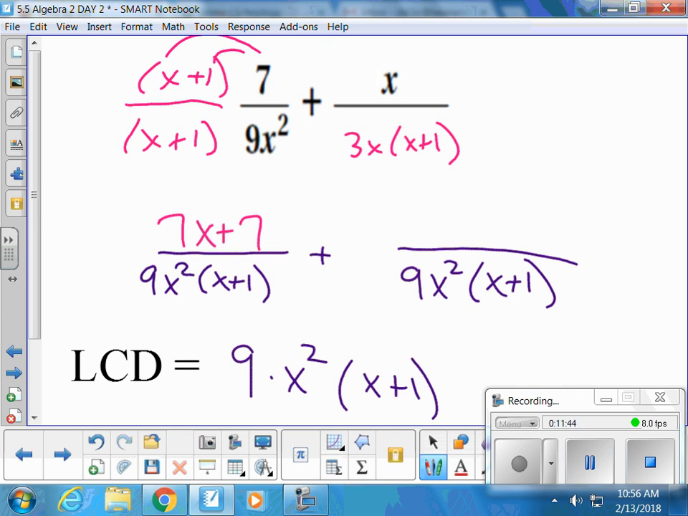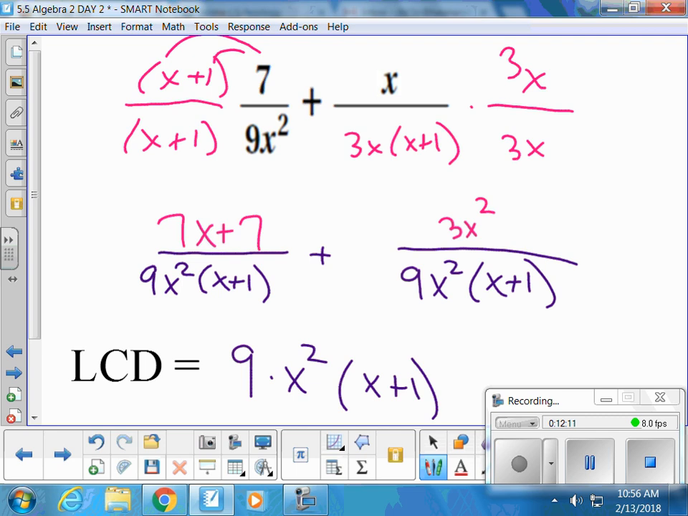All right, we have to look at this really close. So we currently have a 3x times x plus 1. We want to have a 9x squared times x plus 1. So what are we thinking? A 3 and an x is what we need to kind of add to it. So I can do that on the top and the bottom. And that 3x and that 3x then together can make that 9x squared. So my new numerator is 3x squared.